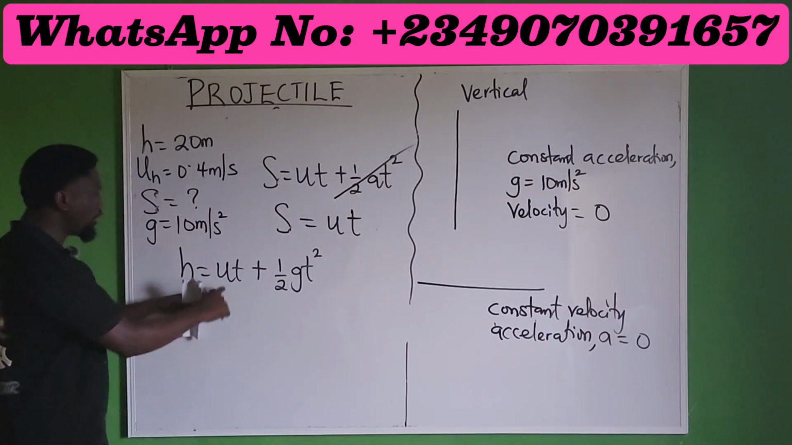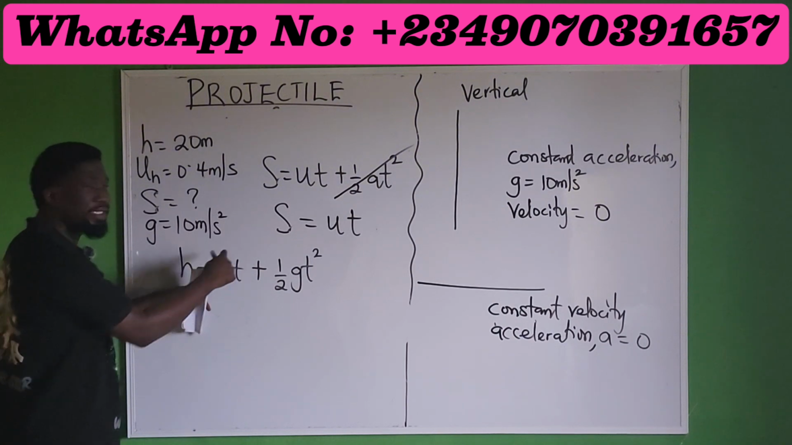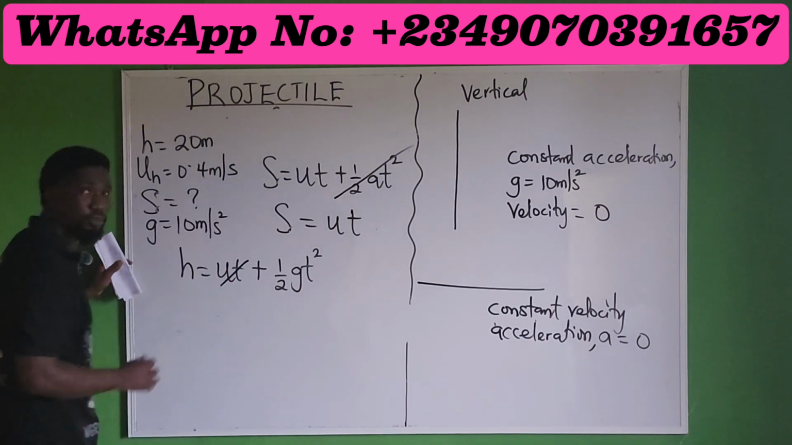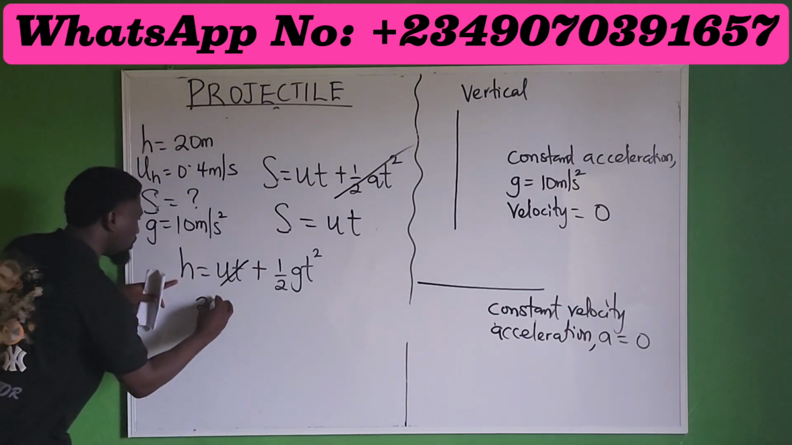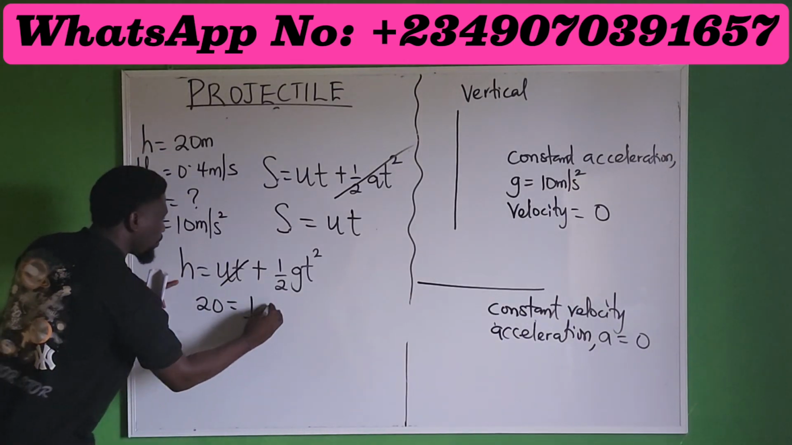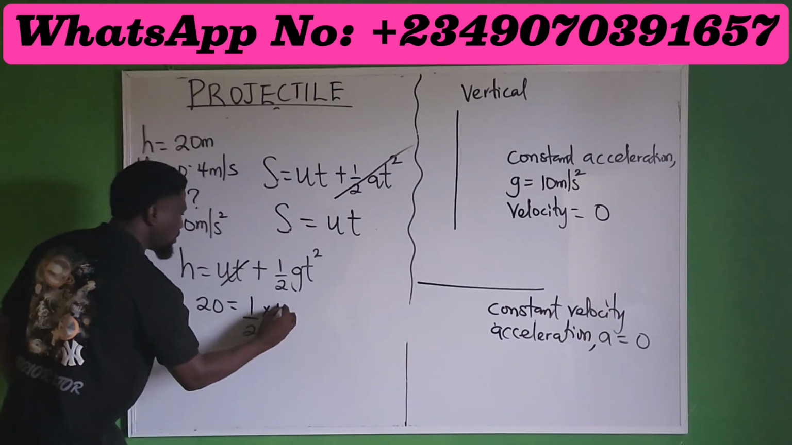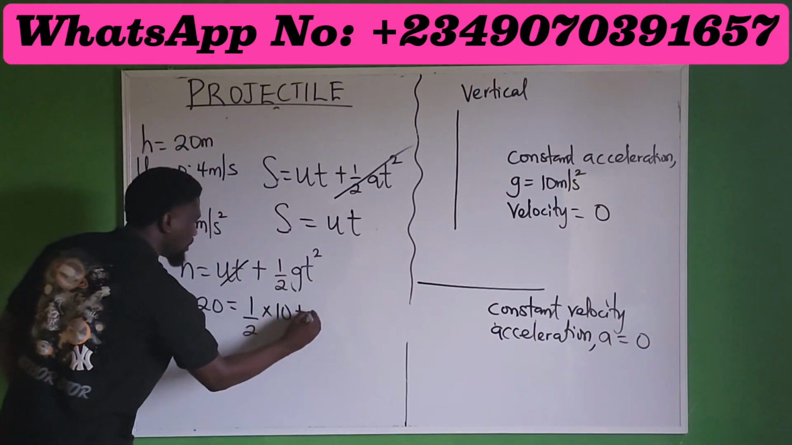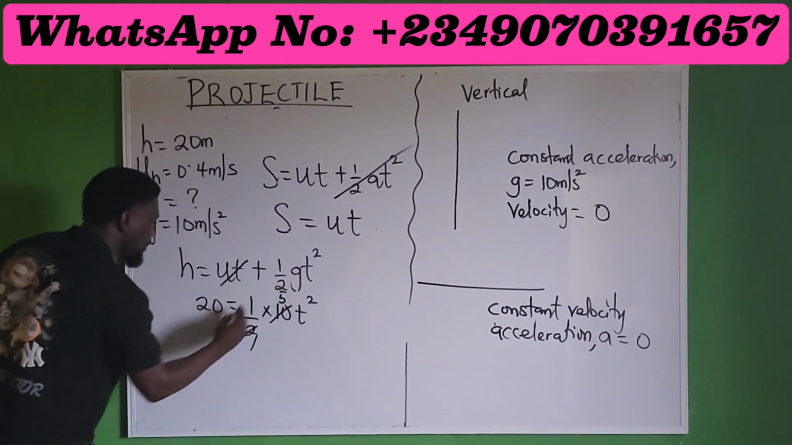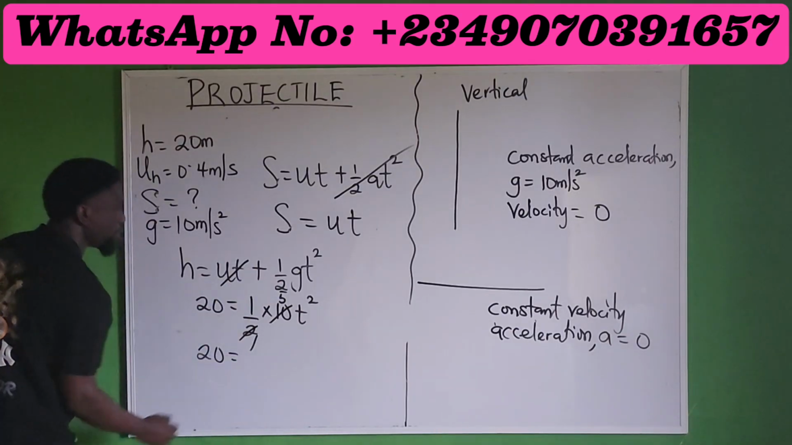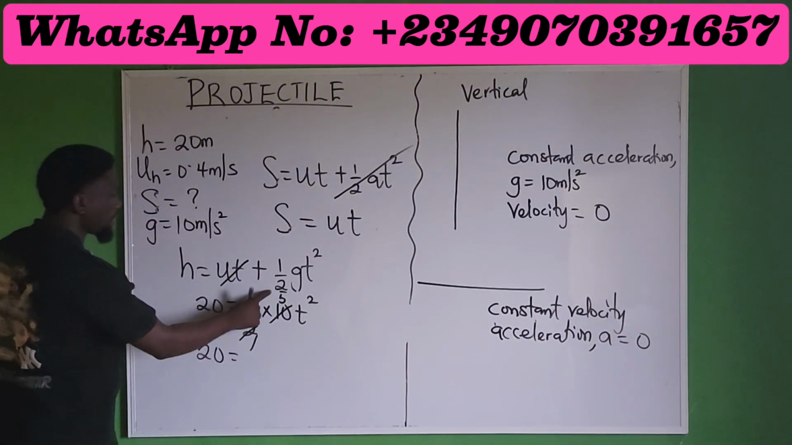Do you understand? So u is 0. So 0 times t, that is 0. H now, that is 20, then equal to half. What is g? G is 10. Then times t squared. 2 here 1, 2 here is 5. So we have 20 now to be equal to 1 times 5 is 5, 5 times t squared.